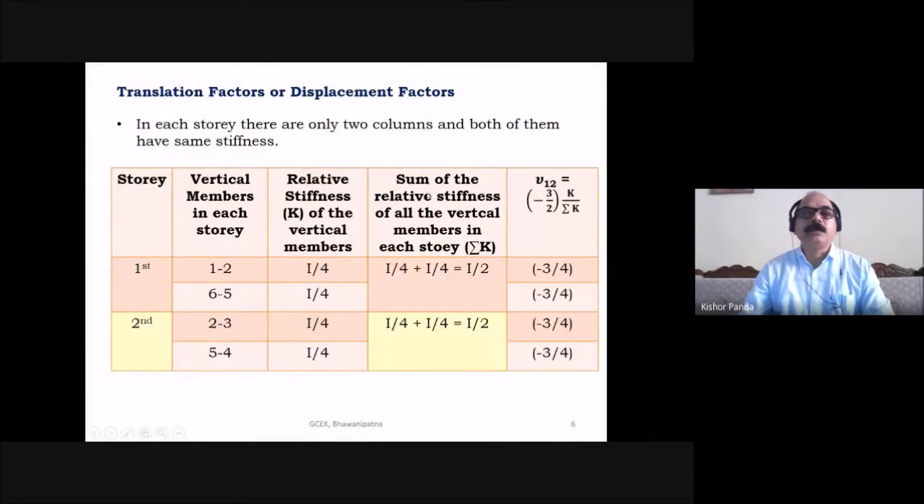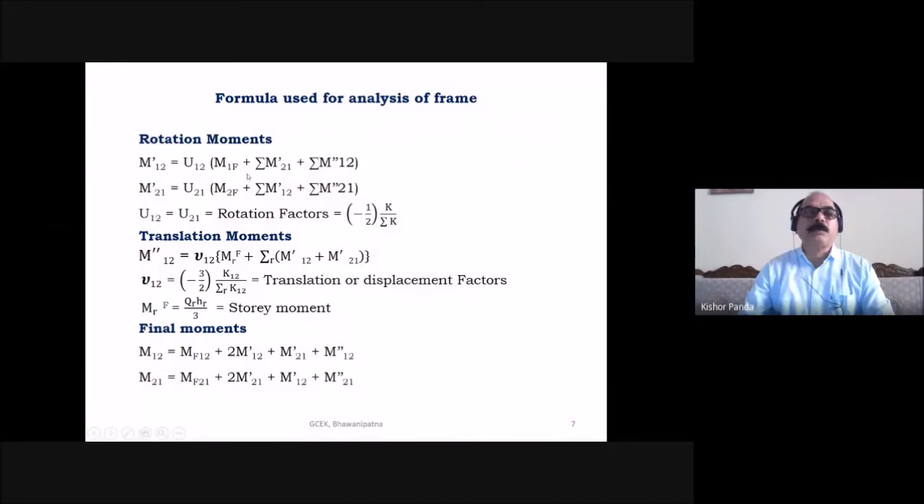Then the next step, these are the formulas you have to use. After this, you have to find out the rotation moments. Then you have to find out the translation moments. Then you have to find out the final moments. So these are the formulas you have to use.